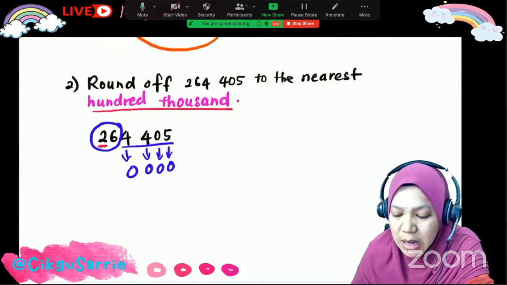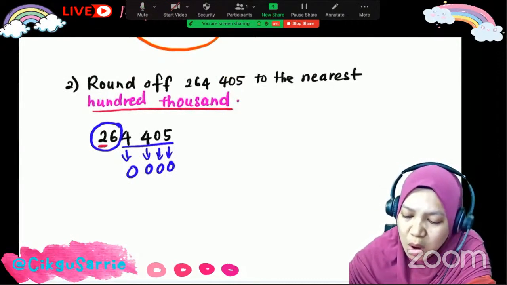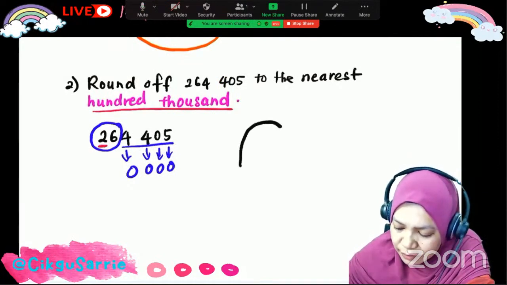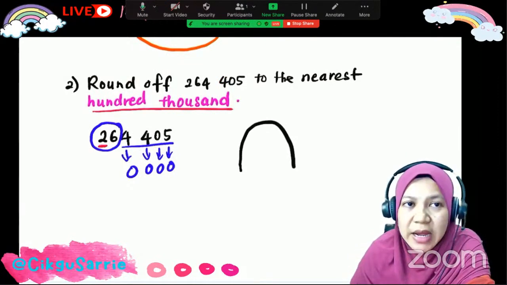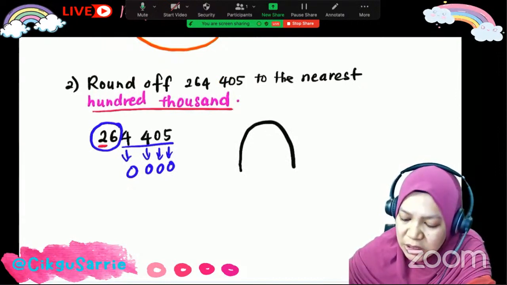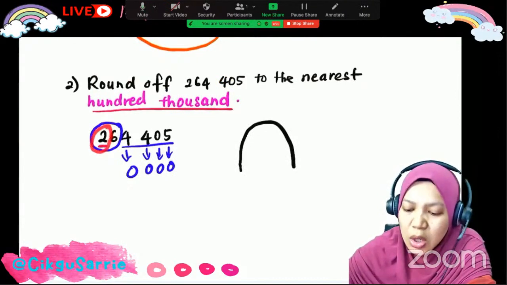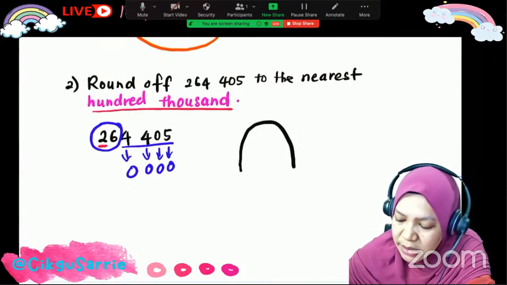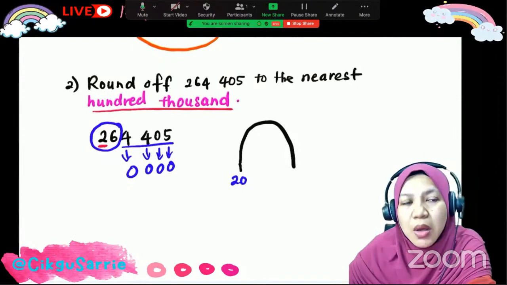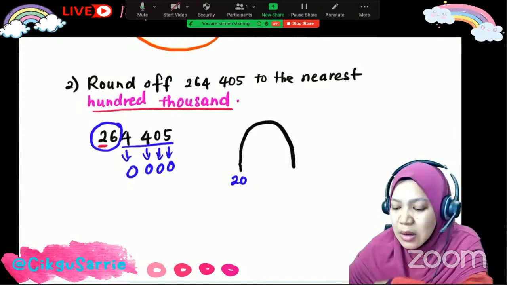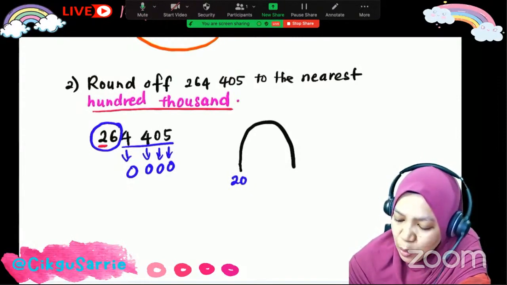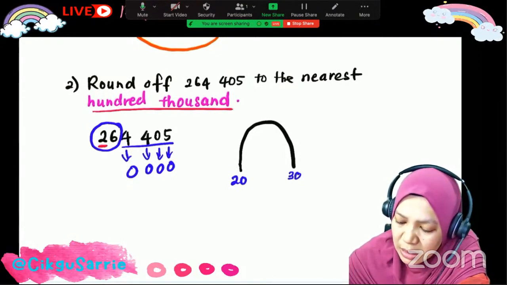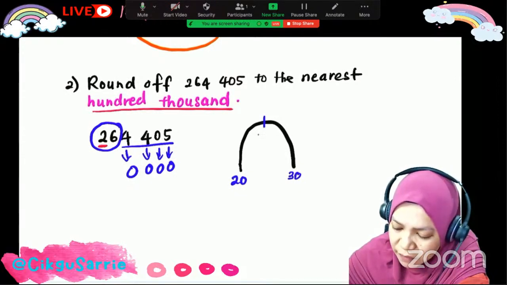Now we start to draw the rounding curve. As I mentioned before, if the digit underlined is 2, we will start to write here 20 because we use tens. After 20, the next 10 will be 30. The number in the middle will be 25.